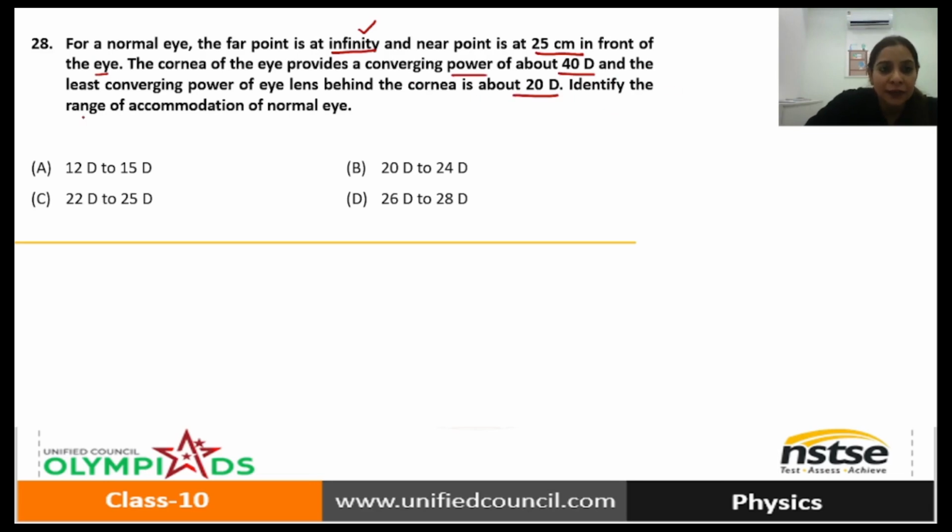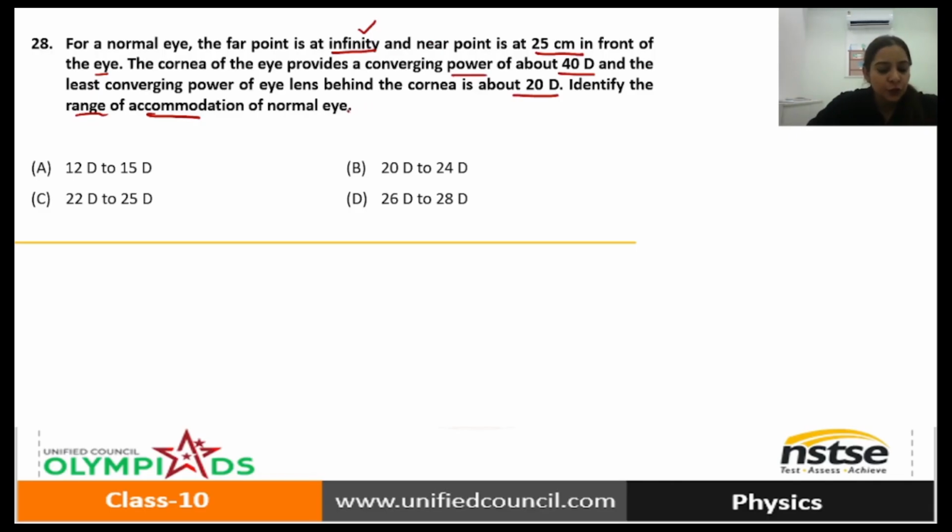We need to find the range of accommodation. I think you all know what accommodation is. It is basically the ability of the eye lens to adjust its focal length so that a clear image is formed on the retina that can be easily distinguished by the brain. Now, taking that into consideration, let's solve for it.